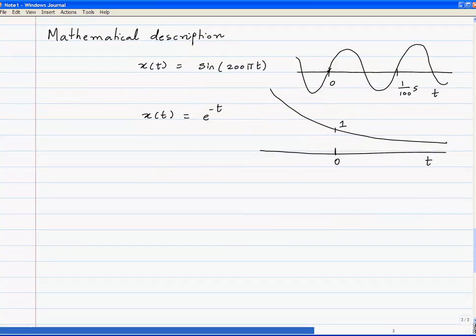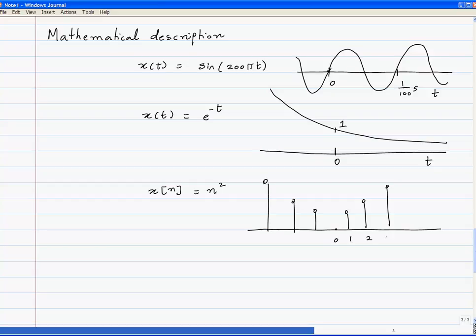In the discrete time case, we can do the same thing. I could define a discrete time signal as x of n is equal to n squared. So what that means is I would have a signal which would look like this. At 0 it would be 0, then it would take values 1, 4, 9 on both sides, and it just keeps going like this. Okay, so this is what I would say is a mathematical description.